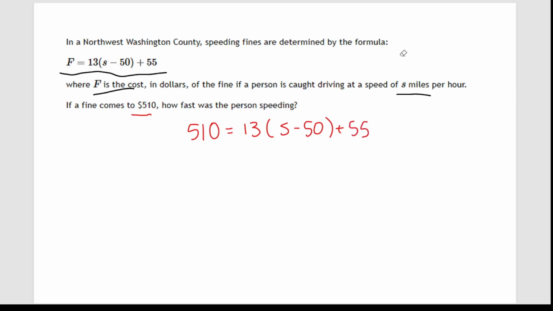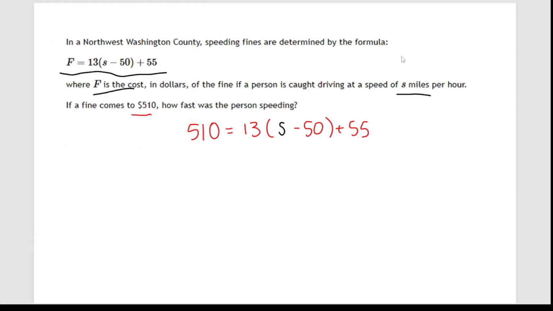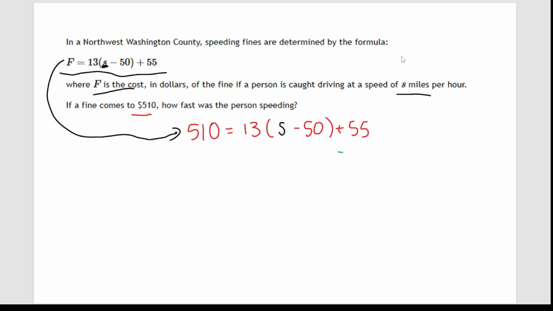I think my S is looking a little bit funny, so I'm going to try to stylize it a little bit more. That's still the variable S. Otherwise, all I did was replace the fine with how much it actually was. Now I'm going to solve it with all the same techniques I've been doing. So I'm going to undo adding 55 by subtracting 55 on both sides.